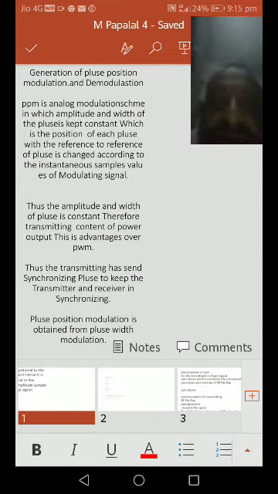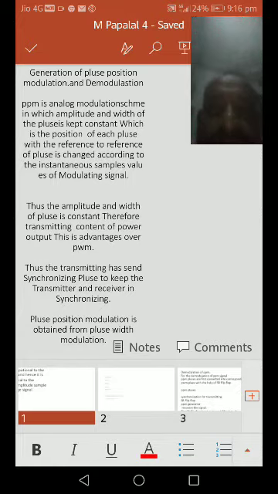PPM is an analog modulation scheme in which the amplitude and width of the pulses are kept constant, while the position of each pulse with reference to the reference pulses is changed according to the instantaneous sample value of the modulating signal.